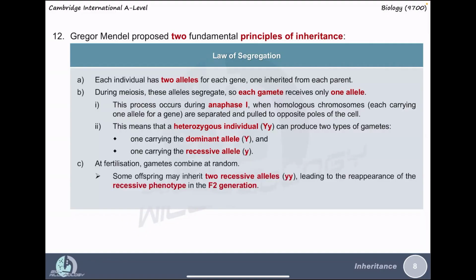During fertilization, gametes combine at random. So some offspring may inherit two recessive alleles, leading to the reappearance of the recessive phenotype in the F2 generation. This explains the 3:1 phenotypic ratio observed by Mendel in monohybrid crosses.